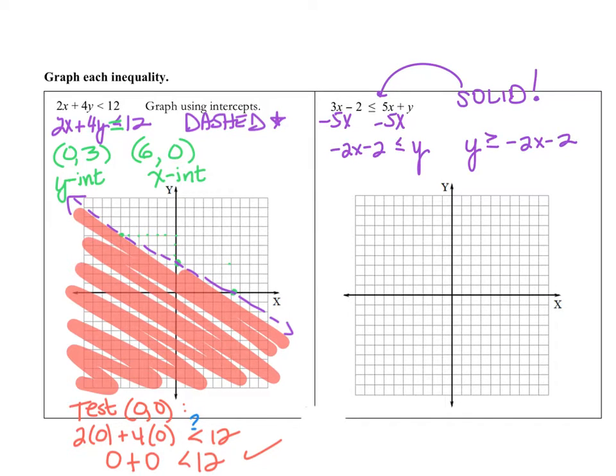Okay, so if I graph the boundary line, we've got a y-intercept of negative 2, and we're doing a slope of down 2, right 1, down 2, right 1, or up 2, left 1, up 2, left 1. Okay, that's our boundary. And we want the line to go all the way through the coordinate plane here. Okay, we said that it was going to be a solid boundary line, so solid there.